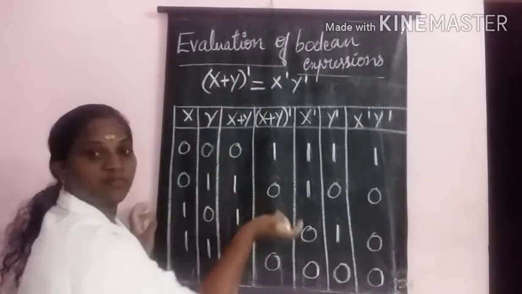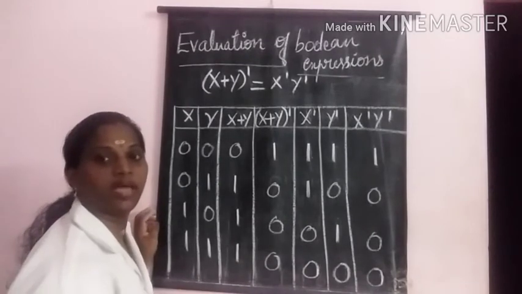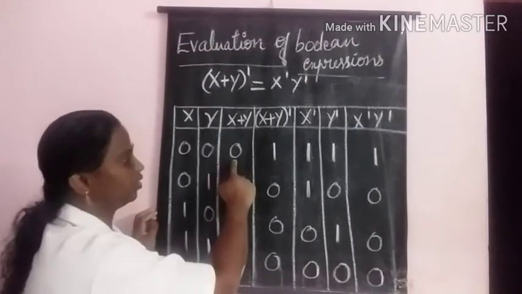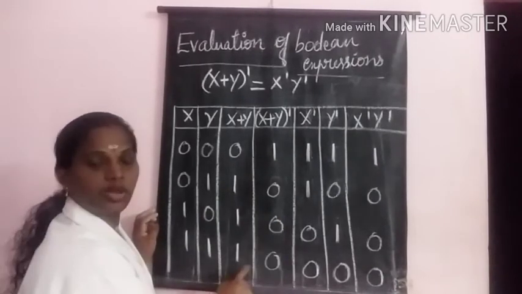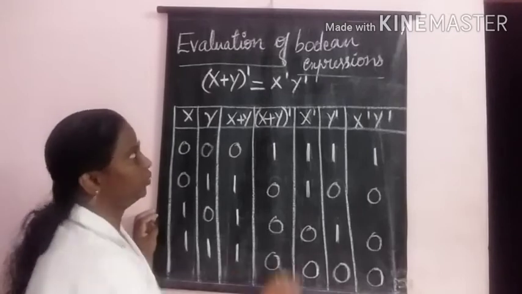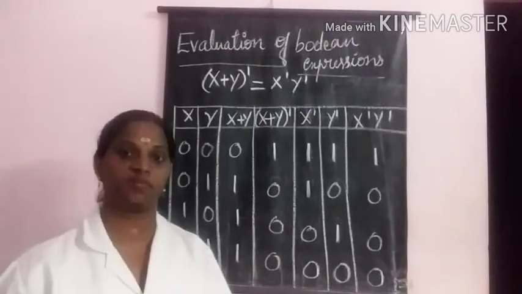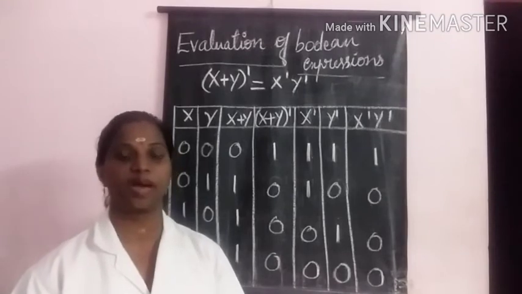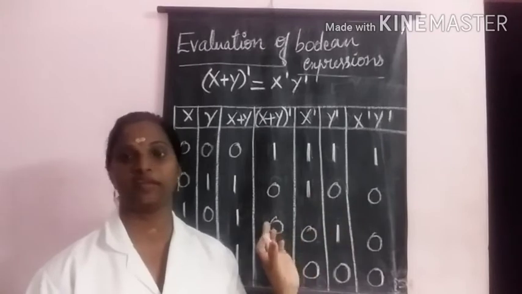So x plus y dash means the complement of these values. Complement of x plus y is x plus y dash. So here 0 complement 1, 1 complement 0, 1 complement 0 and 1 complement 0. Now what is next here? X bar, y bar. To find x bar y bar, first you need to find x bar, then find y bar, then find x bar y bar.